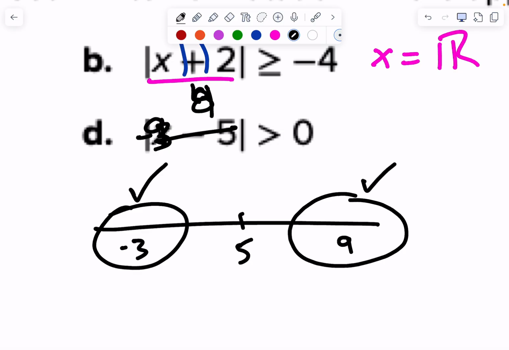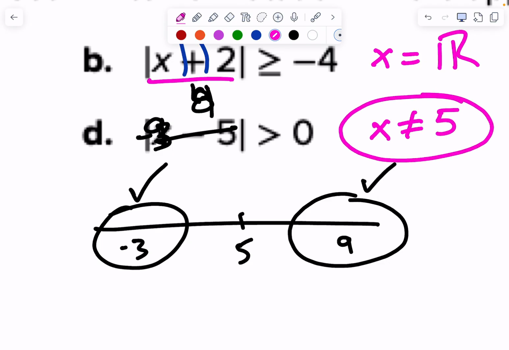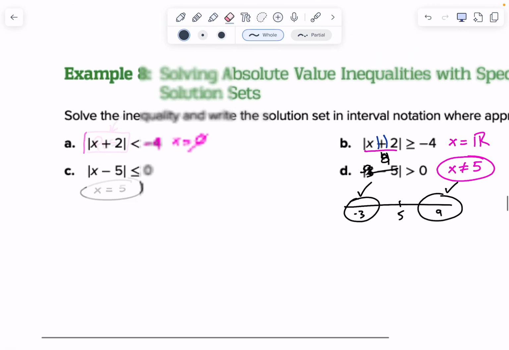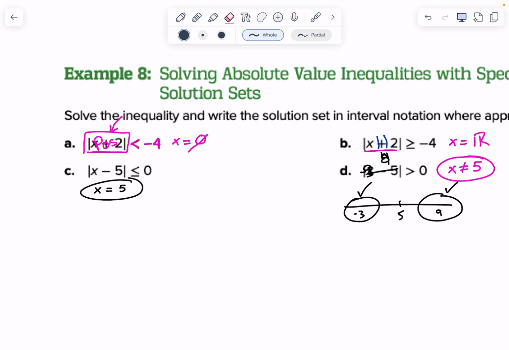The only number it cannot be is positive 5. So x is not greater than 5, and x is not less than 5. I'm just going to say x can't be 5. x can be any number, but it can't be 5, because it's not greater than 0 at that point. That is another case where you end up with a not equal to. These are the only cases where you end up with not an inequality in your answer.